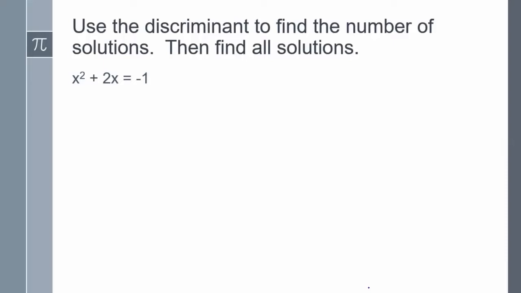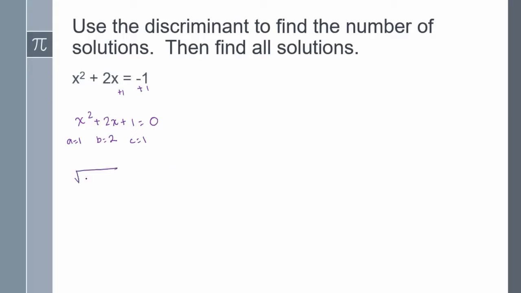Example 2, use the discriminant to find the number of solutions, then find all solutions. I've got x squared plus 2x is equal to negative 1. In order to find the solution and find its discriminant, I need to rewrite this in standard form. Because it's a quadratic, I am going to add 1 on both sides, and I get x squared plus 2x plus 1 equals 0. From here, a is equal to 1, b is equal to positive 2, and c is equal to 1.